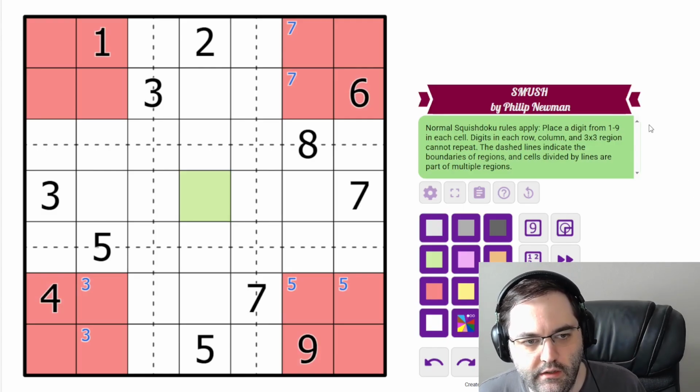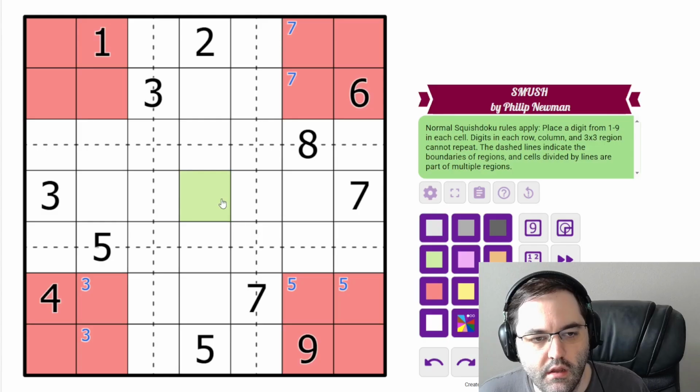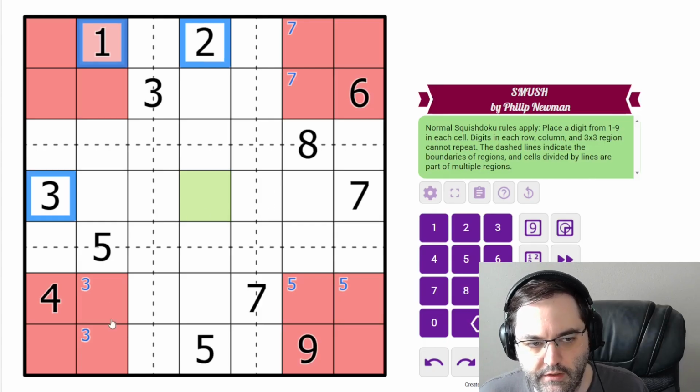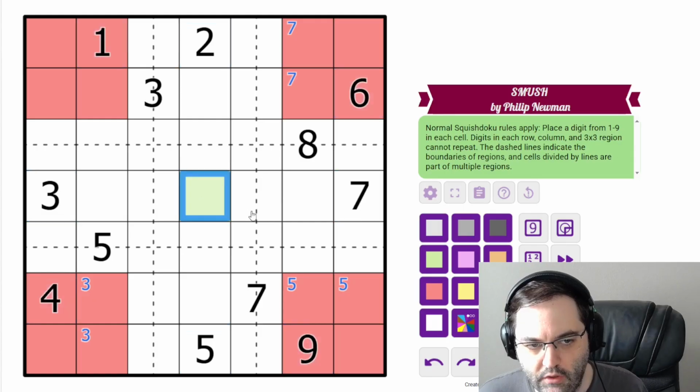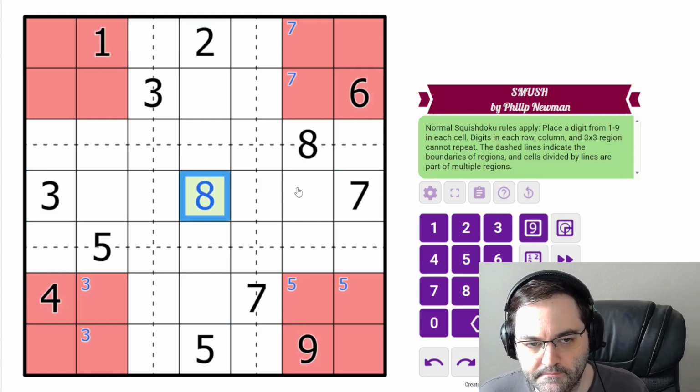Okay. So if we know that, what is green? Well, now we know it's not 1, it's not 2 in the column, it's not 3, it's not 4 in this corner, it's not 5, it's not 6, it's not 7, it's not 9. The only thing it can be is 8.